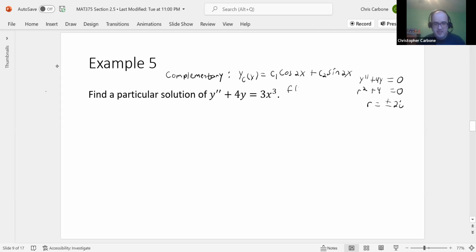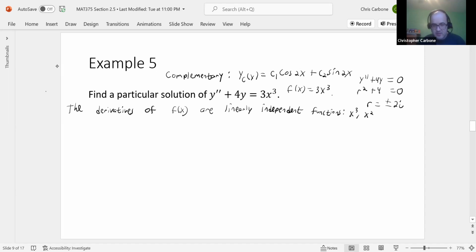But here we have f of x being 3x cubed, right? The derivatives of f of x are linearly independent functions. And these include, well, the original x cubed, x squared, x, and 1. And none of these are in y sub c. So we could proceed.